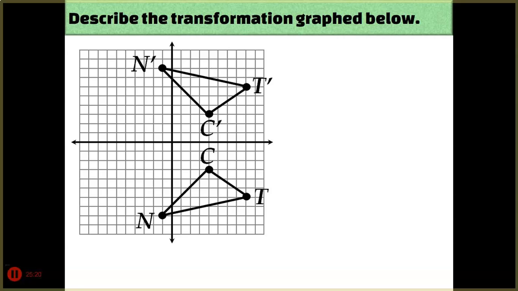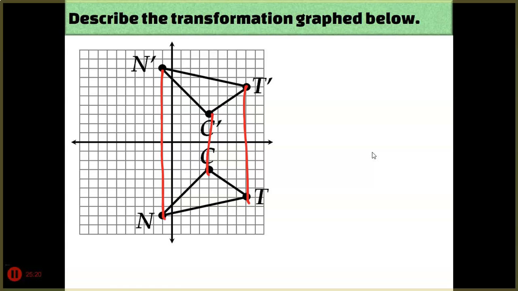We have another reflection for our next example. N to N prime, C to C prime, T to T prime. Those lines are all parallel but different lengths. Remember, if they were the same length, then it'd be a translation. But parallel and different lengths means it must have been a reflection.